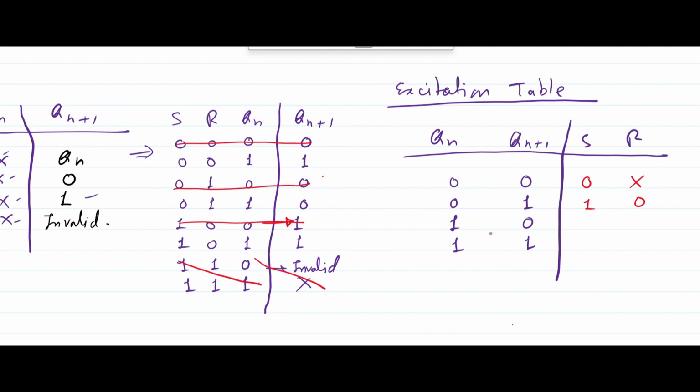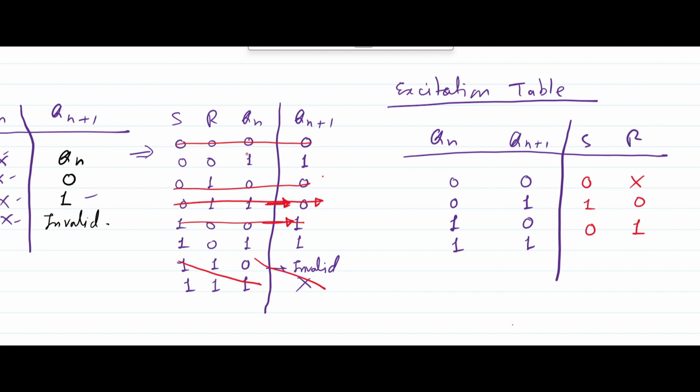Fine. Now next is 1 to 0. Where is 1 to 0? 1 to 0 is here only. So for this 1 to 0, S should be 0, R should be 1. So this case is also done.